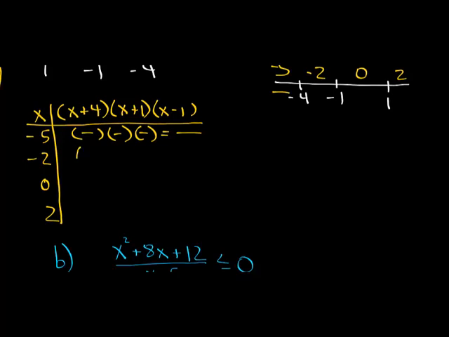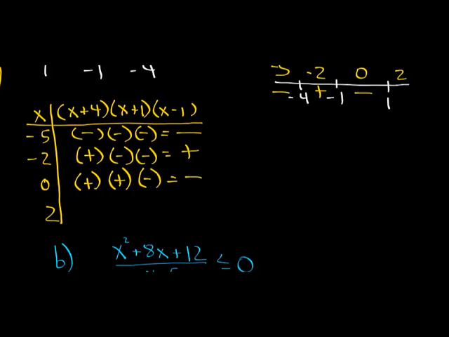Now I plug in a -2. The first factor, I get a positive. The second factor, a negative. And the third factor, a negative. 2 negatives make a positive. Now I plug in a 0, and I get a positive, and a negative, which gives me a negative. So it's below the axis there. Now if I plug in a 2, I get positive straight across. See, all 3 of these are positive.